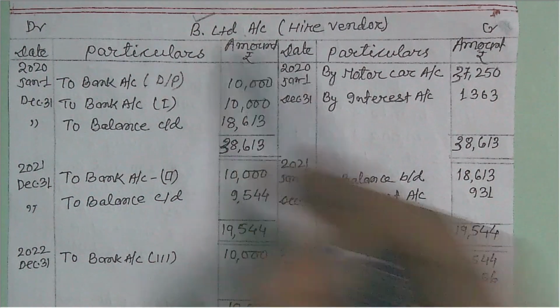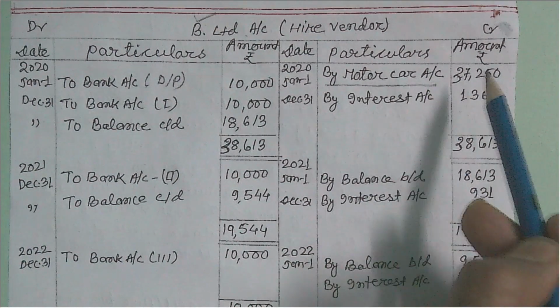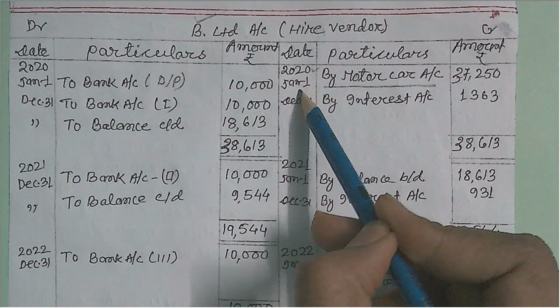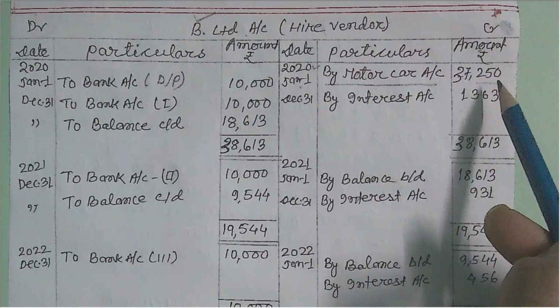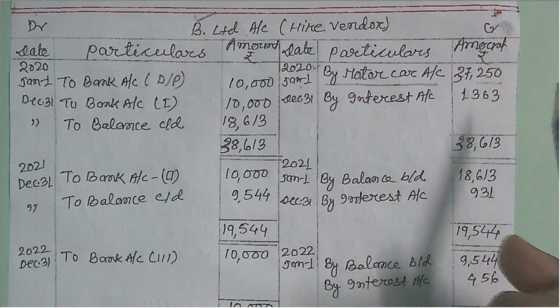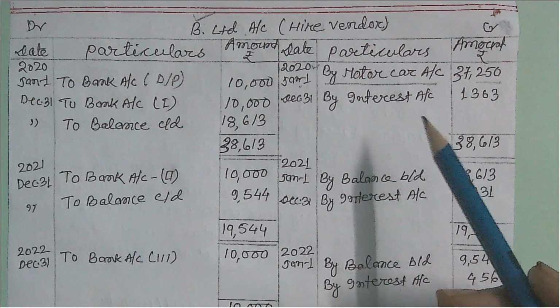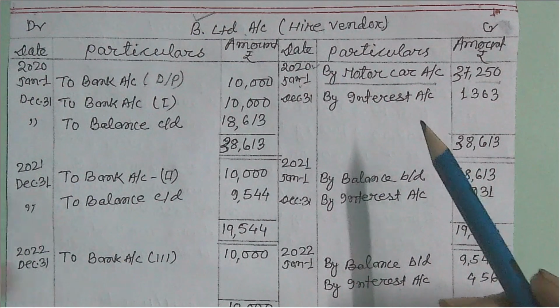Now in the B Limited account it will be the motor car account, and the date will be the same, 2020 January 1. So 37,250. Okay. Now the down payment is made immediately.